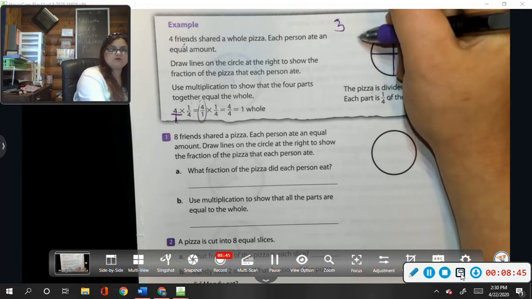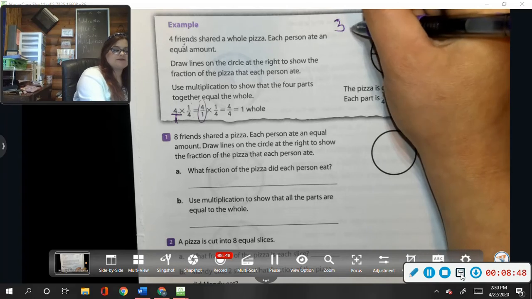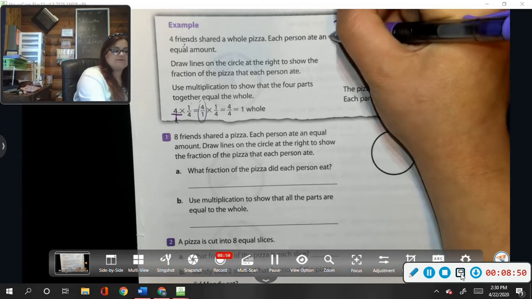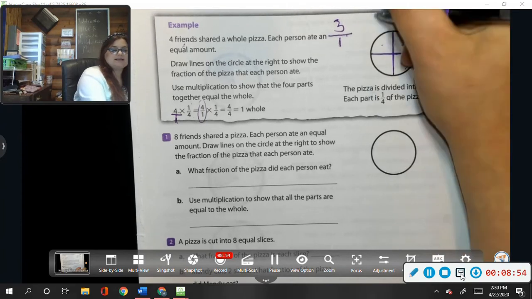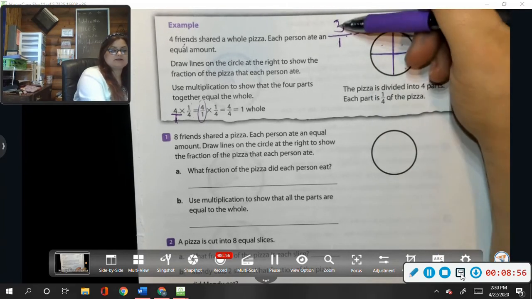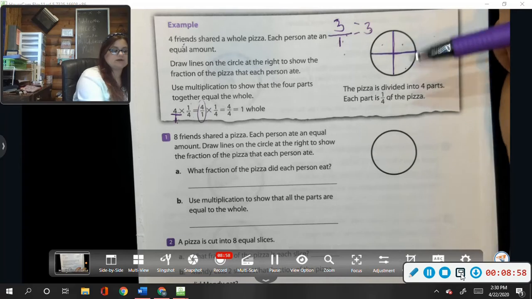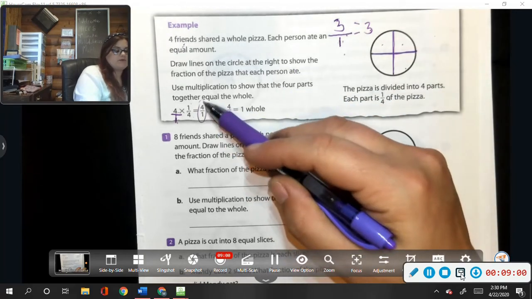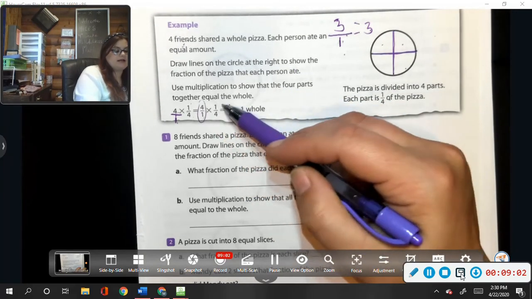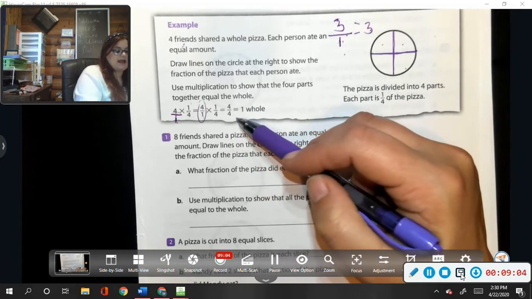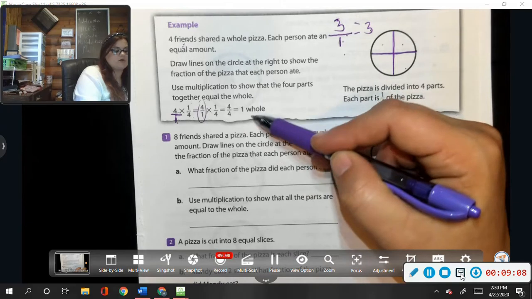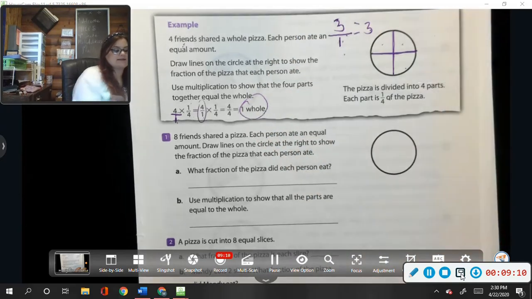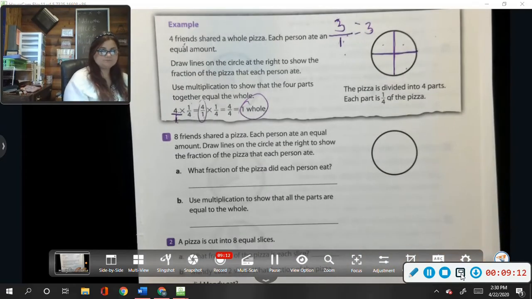And so if I wanted to represent this 3 as a fraction, I can represent it as a division problem. 3 divided by 1 is the same as 3, because 3 divided by 1 equals 3. So when they multiplied it out, they did 4 times 1, and they got 4, and 1 times 4, and they got 4/4, which is the same as 1 whole.